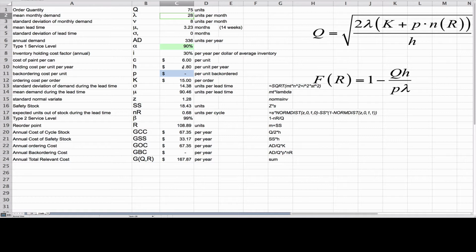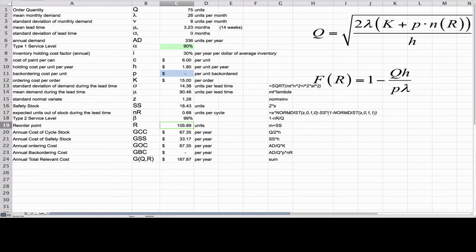Again, alpha, as requested, is 90%, which corresponds to a safety stock of 18.43 units, and thus a reorder point of 109 units. And that will be the answer to part A of question 15.